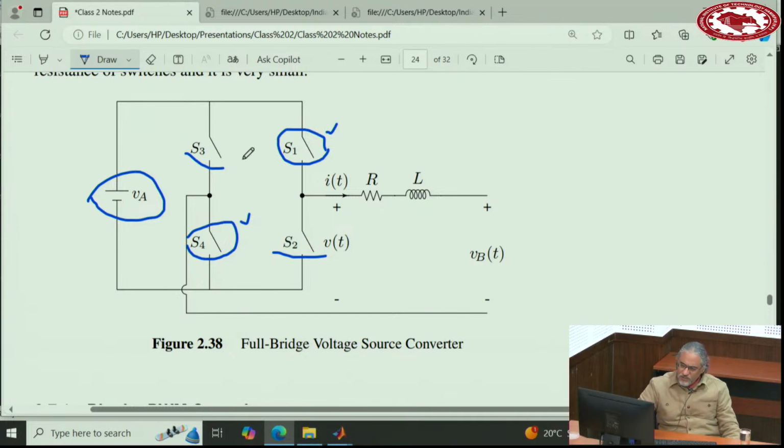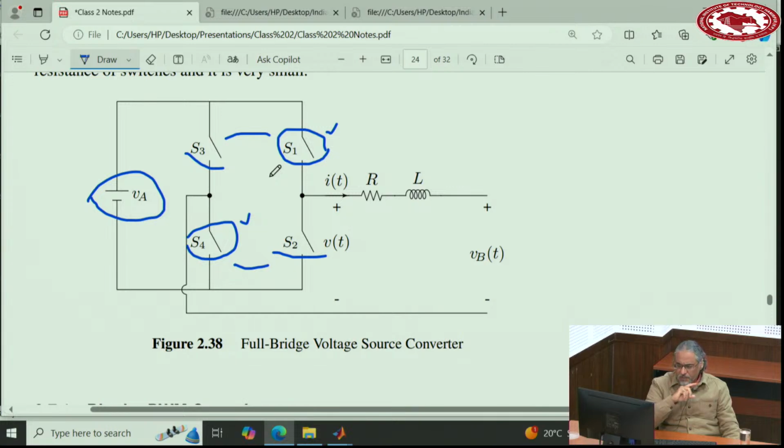That option is if you turn on these two together and turn off these two at the same time. So what you will have, this terminal and this terminal, both of them connected to the same point, so the voltage is 0. And the same thing here. So these two new states or new operating modes are called zero states. So in unipolar PWM, we have two zero states, and we can benefit from these two zero states.